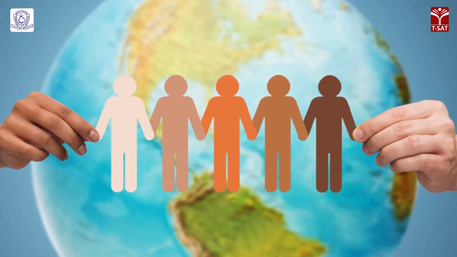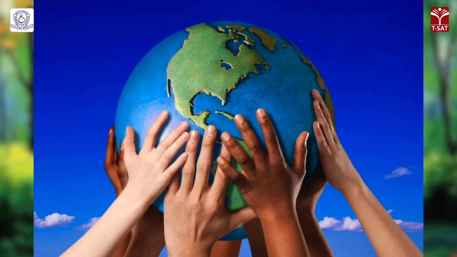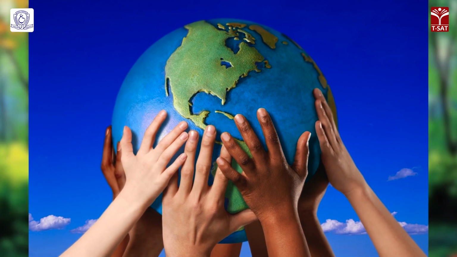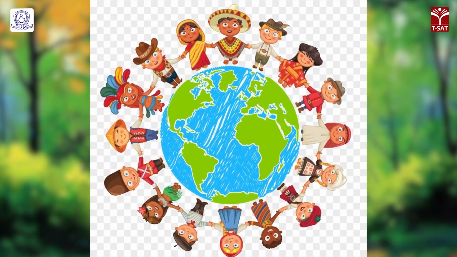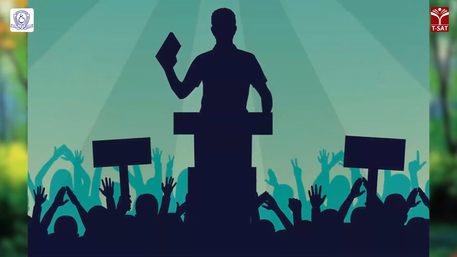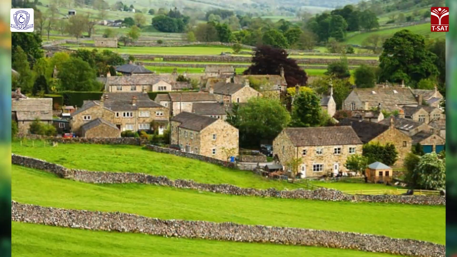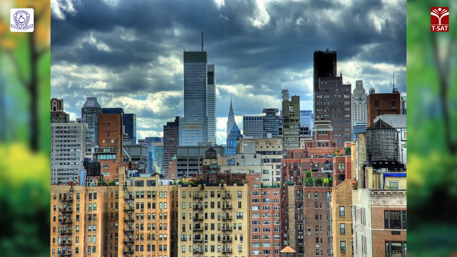Human geography consists of a number of subdisciplinary fields that focus on different elements of human activity and organization. For example, cultural geography, economic, health, historical, political, population, rural, social, transport and urban geography.